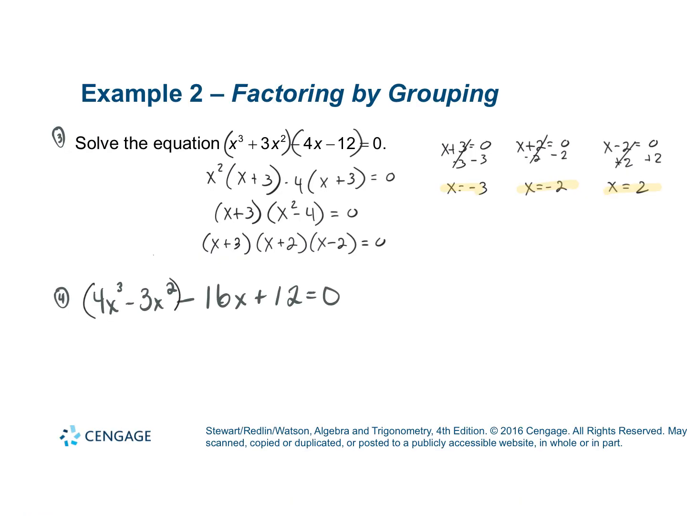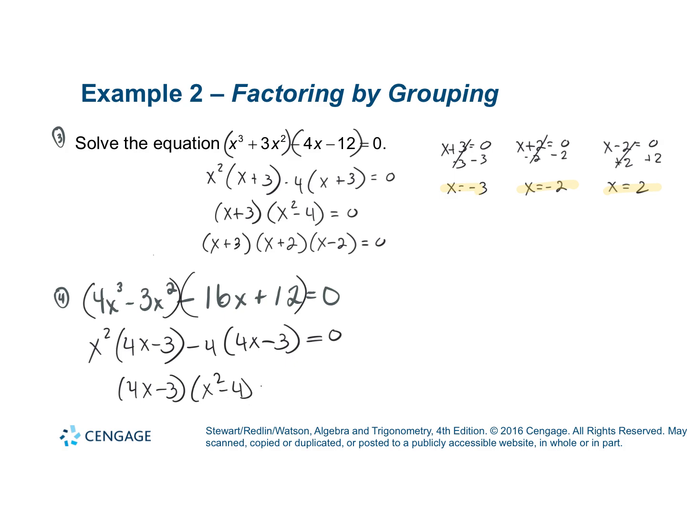So here I'm going to again group the 4x cubed minus 3x squared and group the negative 16x plus 12. I can take out an x squared for the first one, so I'm left with 4x minus 3. And I can take out a negative 4 again on the second, so I'm left with 4x minus 3, again equal to 0. Because the parentheses match, I'm able to do 4x minus 3, and then x squared minus 4 is equal to 0.